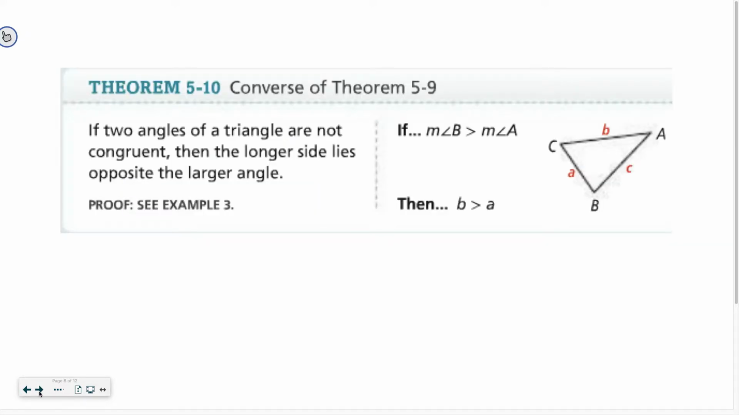All right, Theorem 5.10 is basically the same as 5.9, but this time we're talking about side lengths. If angle B is bigger than angle A, then the side across from B has to be bigger than the side across from angle A.